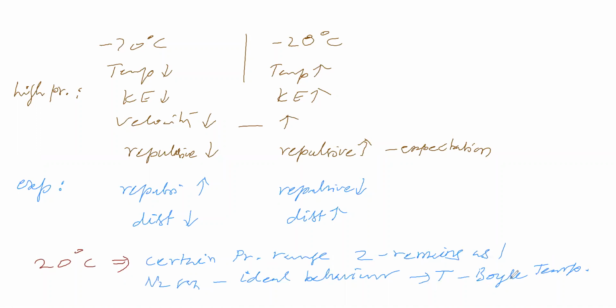So Boyle's temperature means it is the temperature at which Z remains as 1 for a certain pressure range for a given gas while the given gas is acting as an ideal gas. Ideal behavior is there.